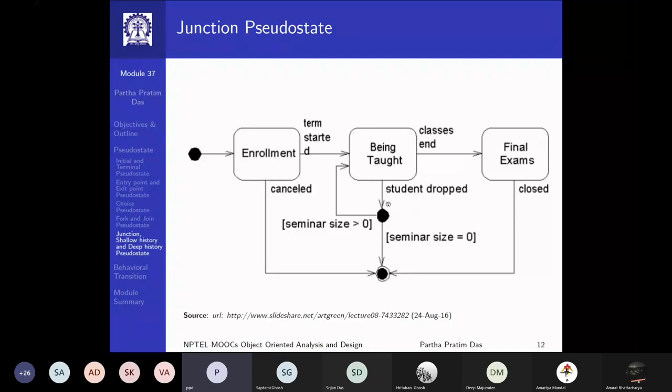So this node is a junction state. You can see that this is very similar to a choice pseudostate, but it's a more compact representation. Whenever that can suffice your purpose, you could use it, because here you are not saying what your choice condition is, but you are just saying it in terms of the guards that you put.